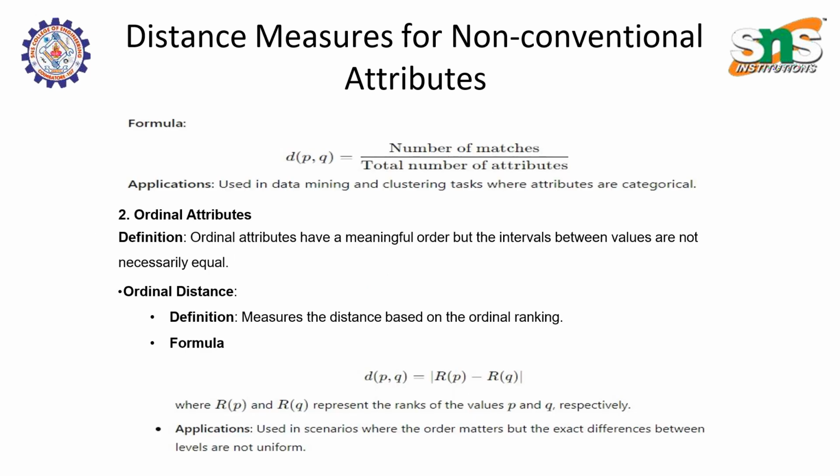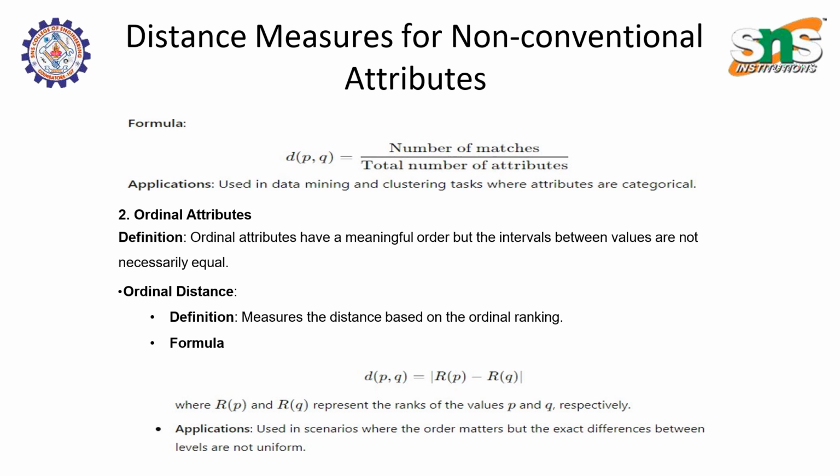The formula for this is d(p,q) equal to the number of matches divided by the total number of attributes. The main application is data mining and clustering tasks where attributes are categorical. Next one is ordinal attribute. Ordinal attributes have a meaningful order, but the intervals between values are not necessarily equal. Ordinal distance measures the distance based on the ordinal ranking. Formula: d(p,q) equal to r(p) minus r(q), where r(p) and r(q) represent the rank of the values p and q respectively.